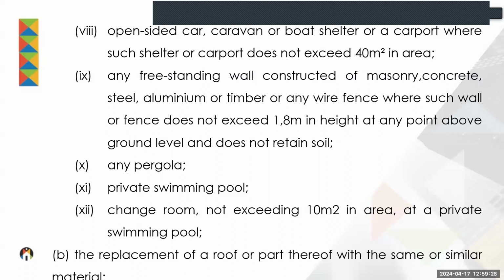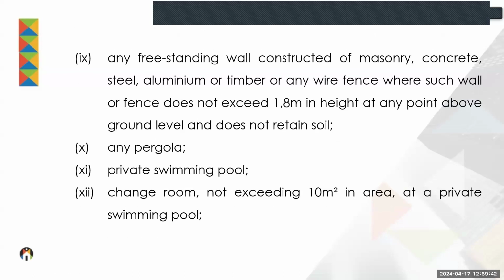And the replacement of a roof or part thereof with the same or similar material. If you're going to take your corrugated iron roof off and you're going to replace it with a tiled roof, it's a new plan because you change and alter the structural requirements of that building.